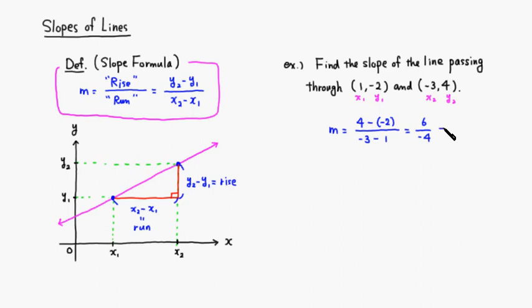This can be simplified. Both are even numbers, so divide by 2. 6 divided by 2 is 3, and 4 divided by 2 is 2. So negative 3 halves is the slope.